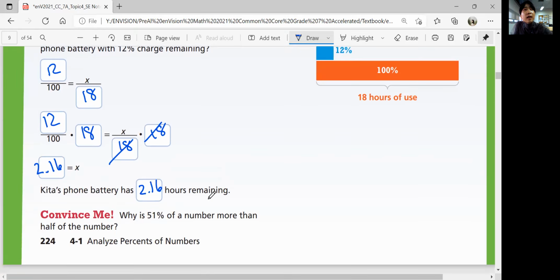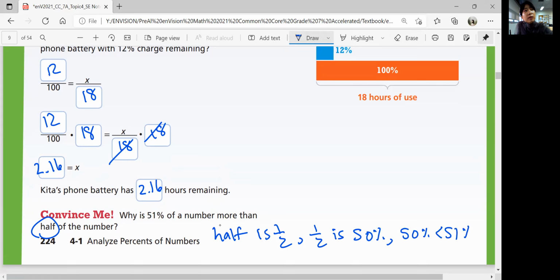Why is 51% of a number more than half of the number? What is half in percentage? Half is 1/2. And 1/2 is 50%, right? And 50% is less than 51%. So that's why 51% of a number is more than half of the number, okay?